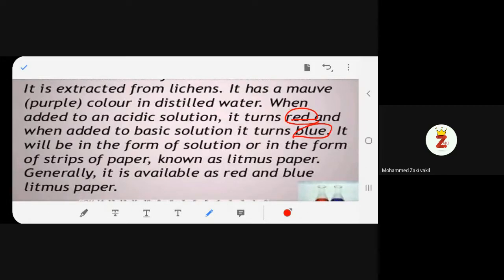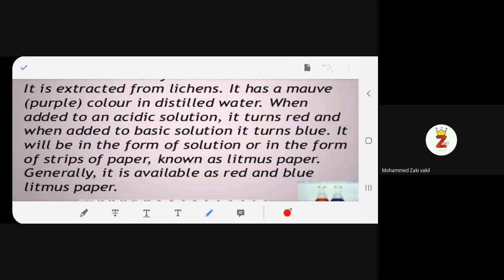Now this litmus is observed in paper form, that is called litmus paper, or in solution form. So in two ways we get litmus. One is in liquid form, that is solution, and one is in solid form, that is litmus paper. Is this clear?